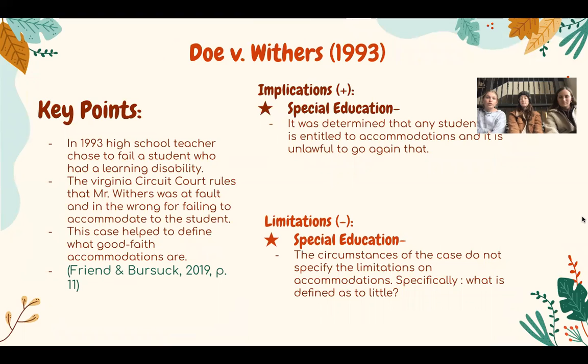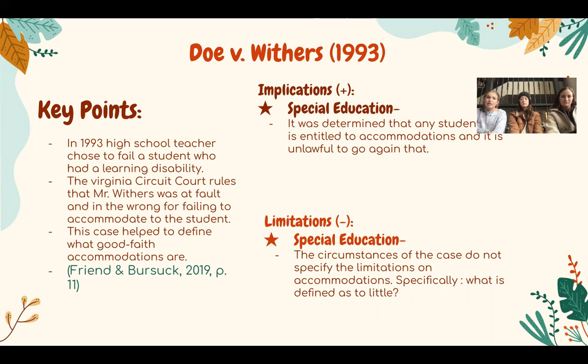And Doe versus Withers happened in 1993 when a high school teacher chose to fail a student who had a learning disability. And the Virginia Circuit Court ruled that Mr. Withers was at fault and in the wrong for failing to accommodate the student. As mentioned previously, he did not keep the good faith accommodations and failed to see the needs of the student, which negatively impacted the student's success.